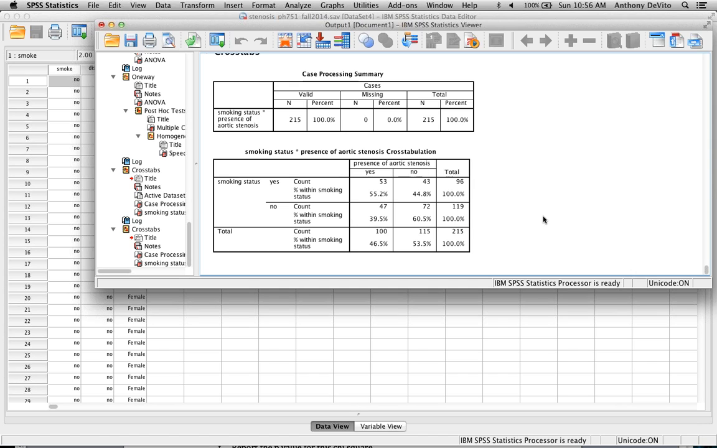Odds works a little bit differently. The odds of having stenosis if you're a smoker is 53 over 43.